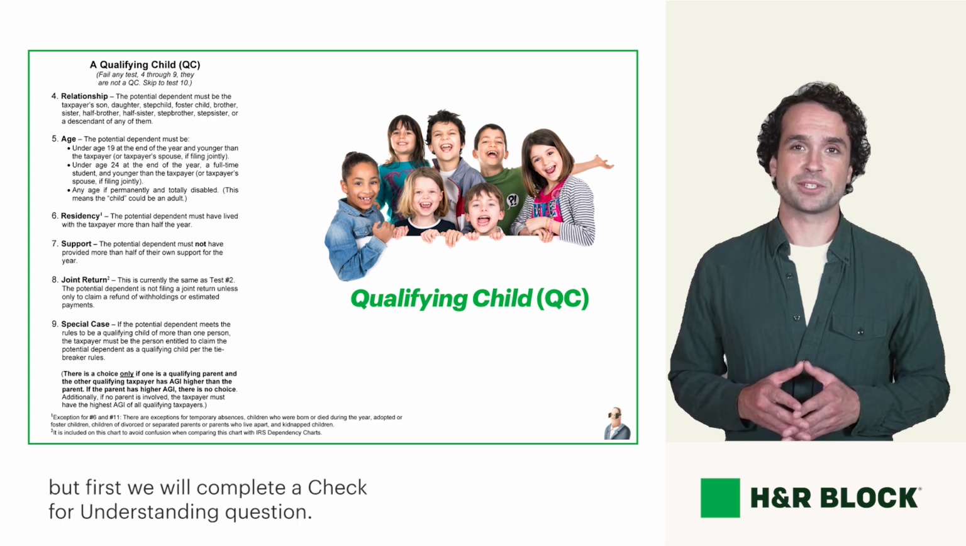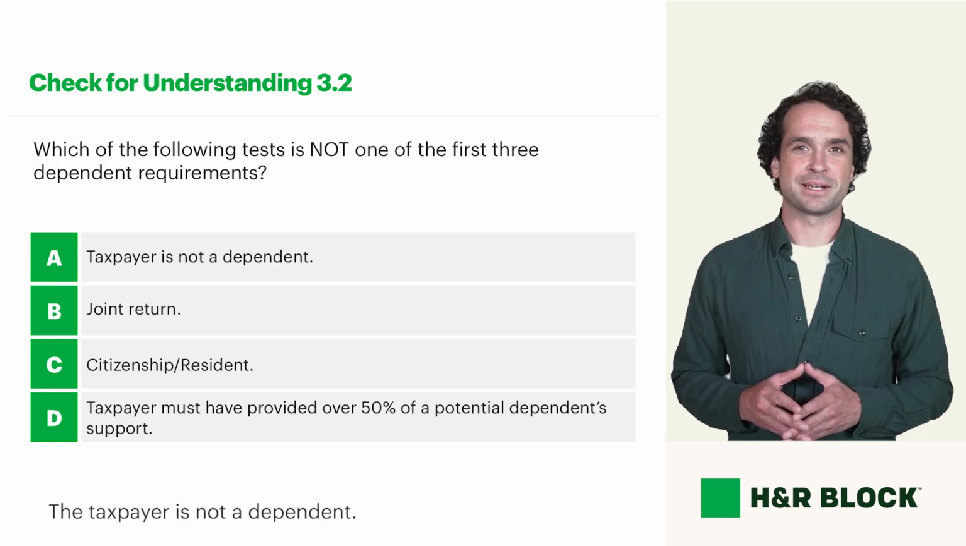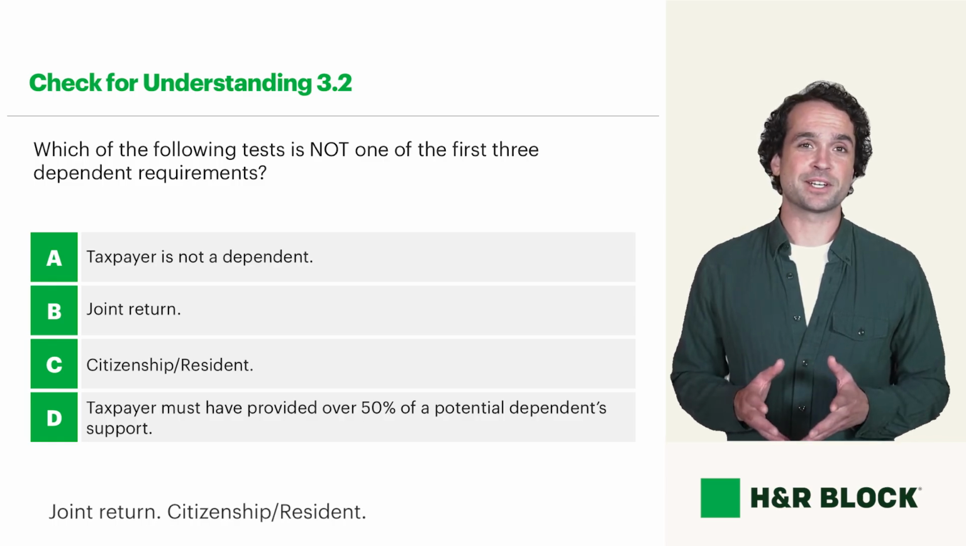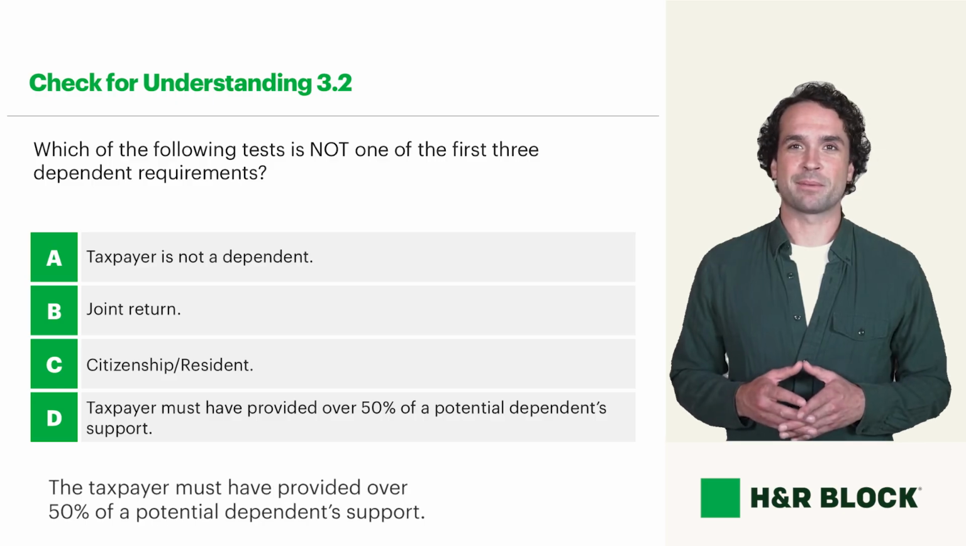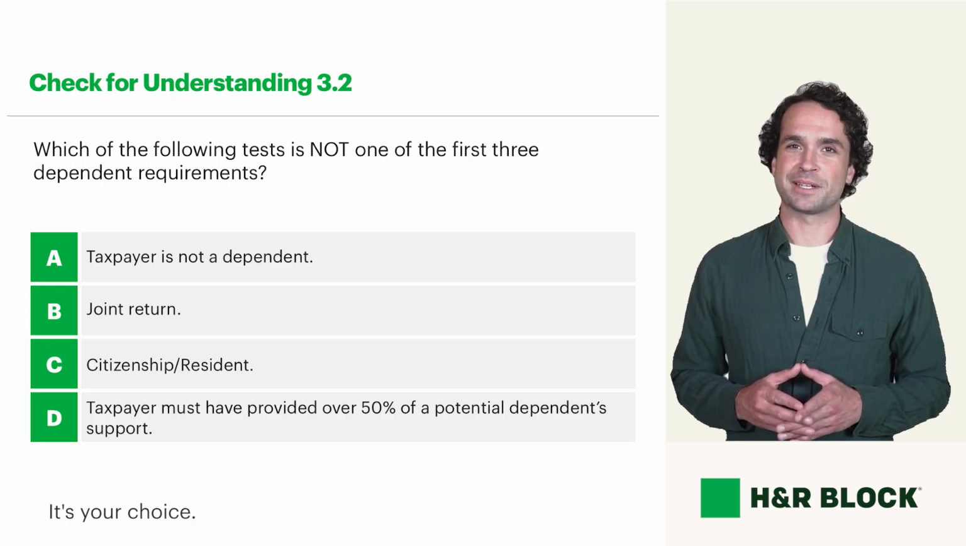Next, we will look at each test for qualifying child closely, but first we will complete a check for understanding question. Which of the following tests is no to one of the first 3 dependent requirements? A. The taxpayer is not a dependent. B. Joint return. C. Citizenship/resident. D. The taxpayer must have provided over 50% of a potential dependent's support. Pause a moment and think about it. Or don't. It's your choice.